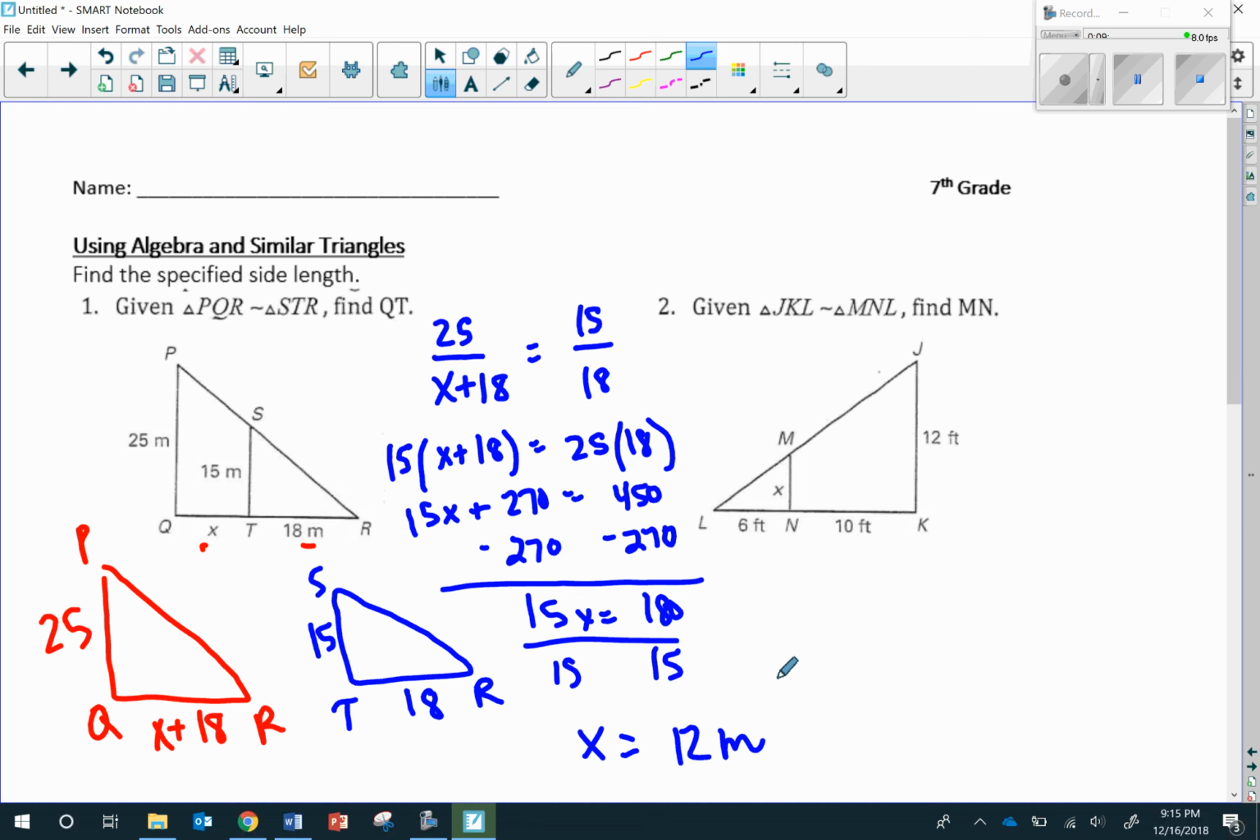I want you to do the same thing for number 2. I'm going to let you try that one. Again, it may help to draw your two triangles separately. And then after you solve that one, you have 3 review problems using multiplicative inverse and fractions, canceling fractions to solve. So again, if you have any questions, please don't hesitate to ask your teacher. Thanks so much.